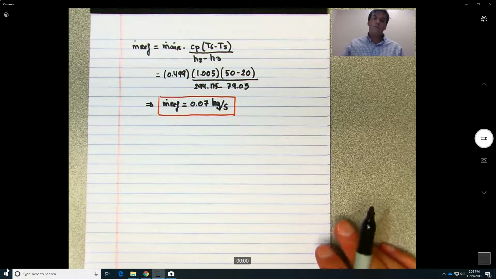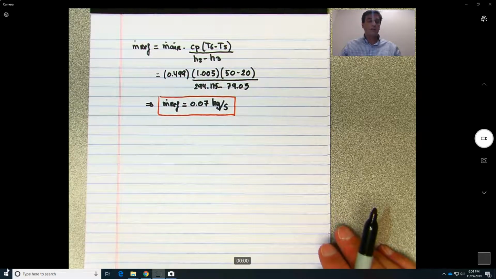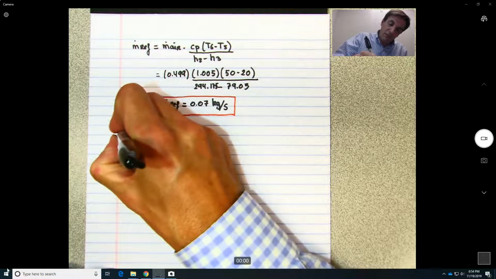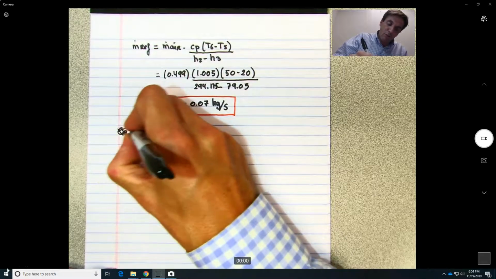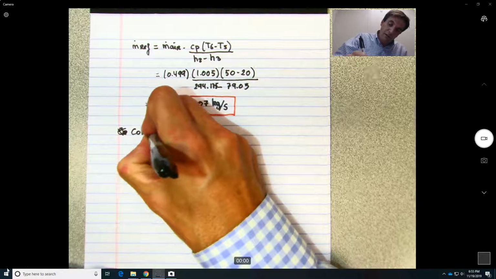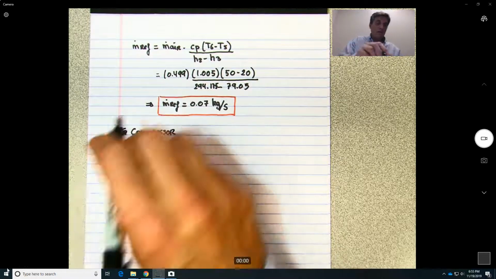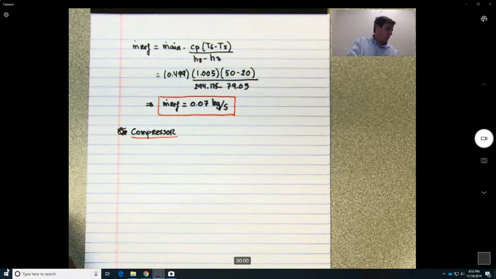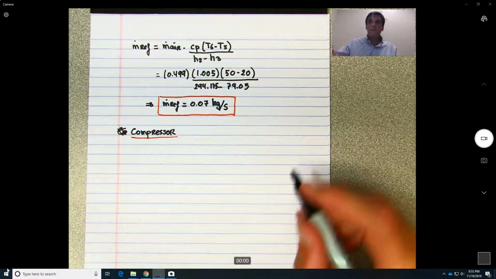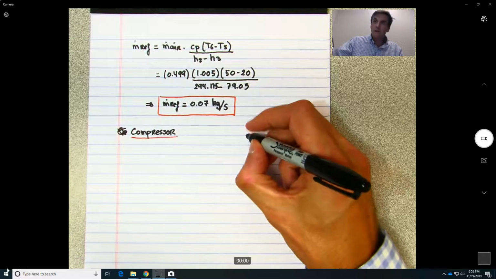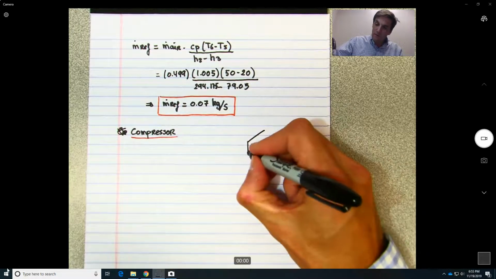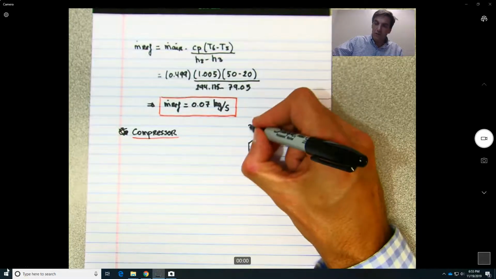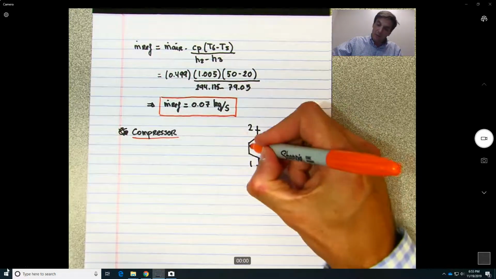Okay, so finally we have all the information that we need in order to find the change of entropy in each one of the components. So let's find out first the condenser. No, let's start with the compressor. So if you draw the figure of the compressor, one, two. So this is our control volume.